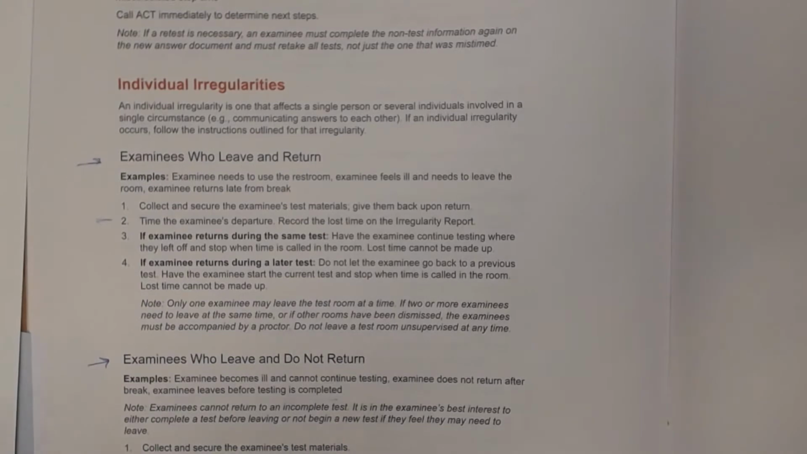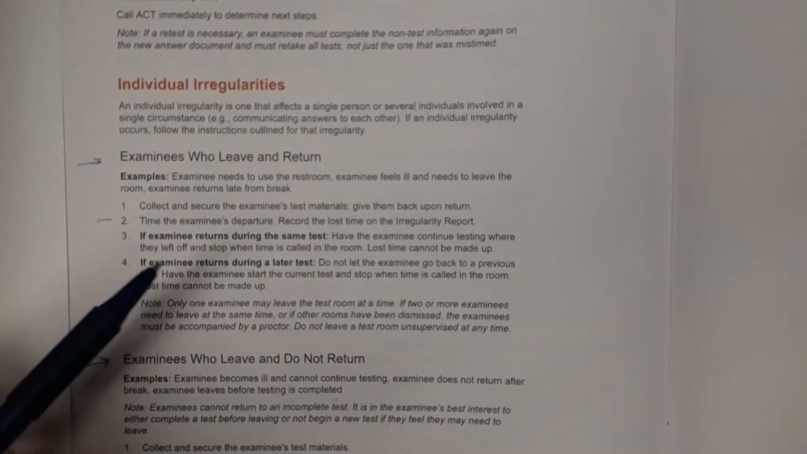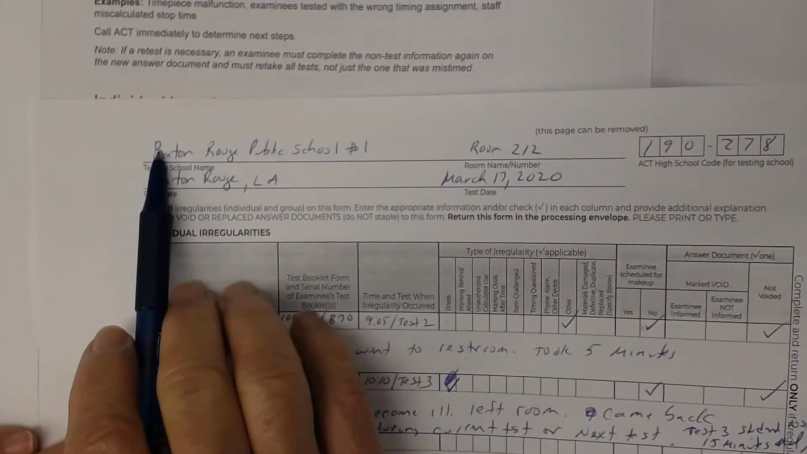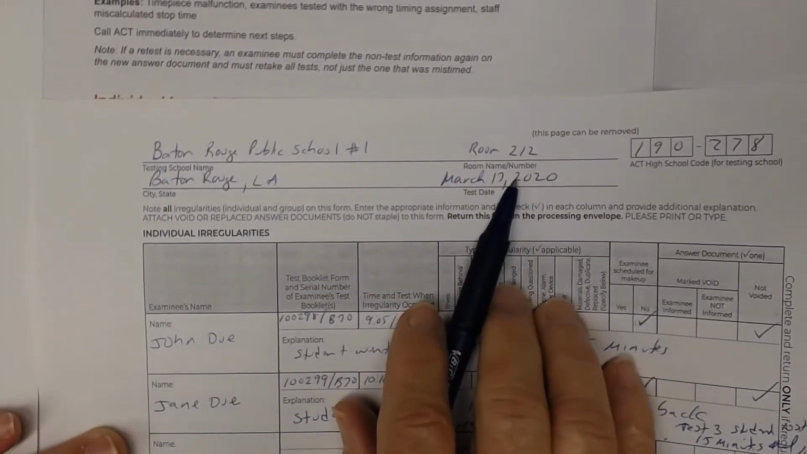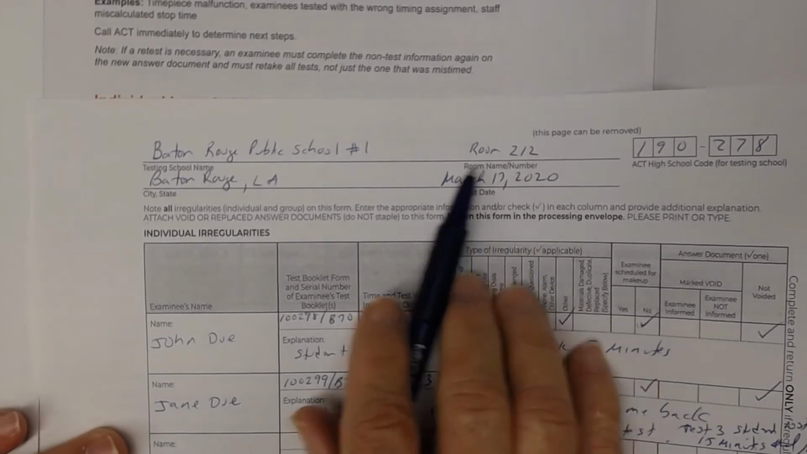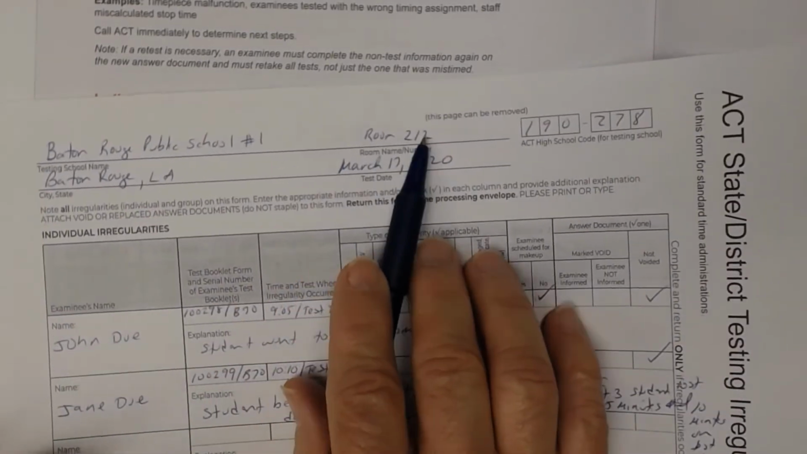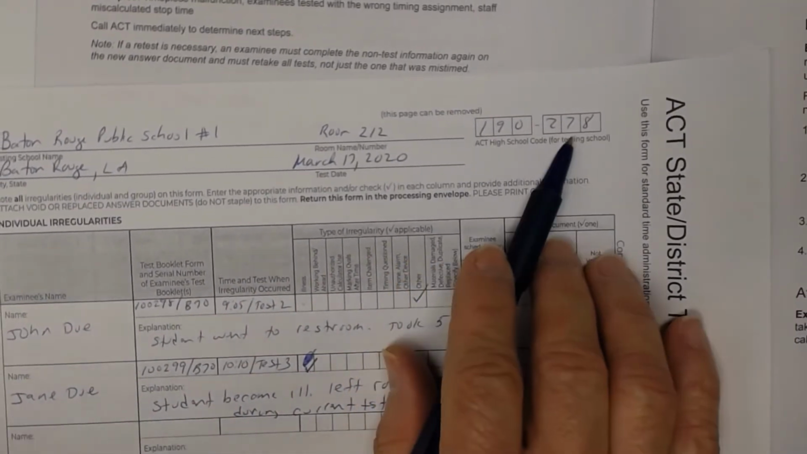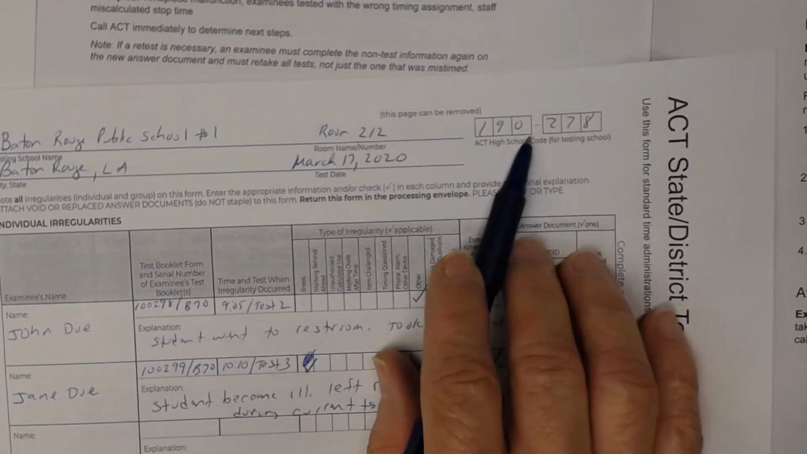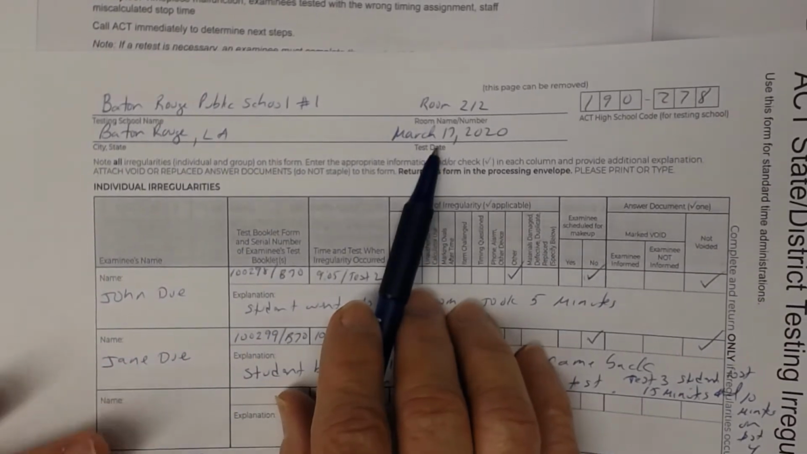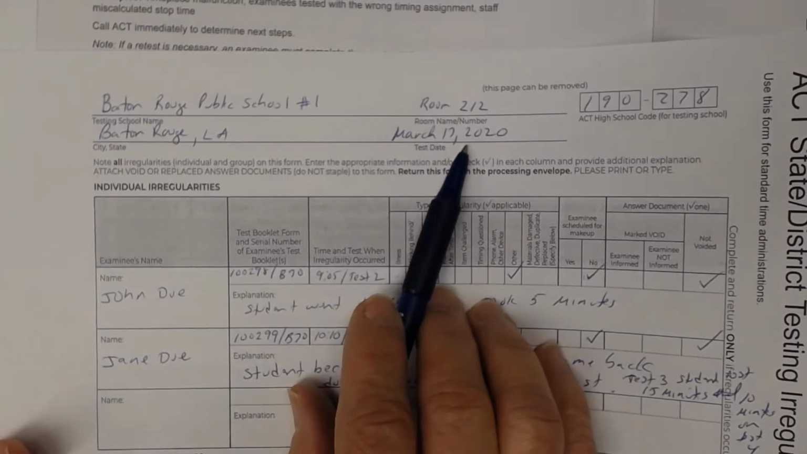All right, so let's go to the Irregularity Report. When filling out an Irregularity Report, you have to make sure that all this information up here is filled out. You have your school name, the room number, and the ACT high school code. If you don't know it, ask the test coordinator. Then your city, state, and the test date. In this example, we are talking about standard time only, not accommodations, standard time only. So you would have, in this case, March 17.